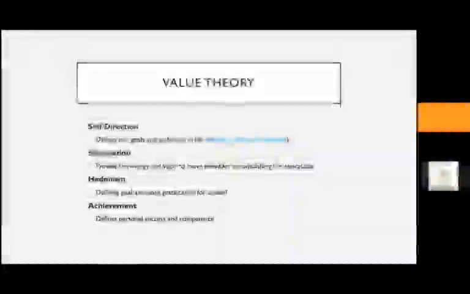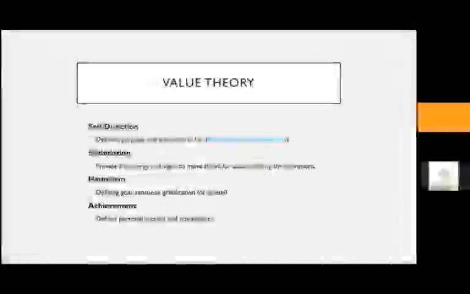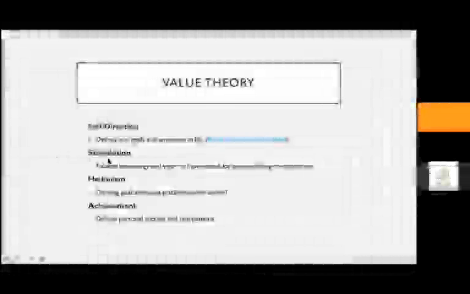The first of these values was self-direction. Self-direction is what defines our goals and ambitions in life. This is the need to want to take control of your life, the need to want to be in charge of whatever happens. The second value was stimulation. And stimulation on its own already explains it, but as a value, it's what provides the energy for a person to go on and achieve whatever they've set for themselves as a goal.